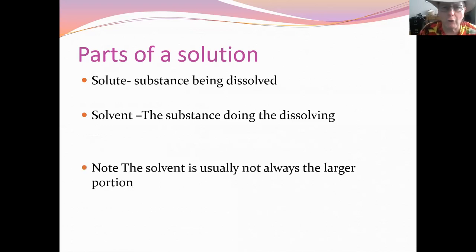Note, guys, the solvent is usually, but not always, the larger portion. When we're thinking about drinking alcohol, ethanol will dissolve in water in all proportions. That is, you can put 5 milliliters of alcohol in 100 milliliters of water, or you could put 5 milliliters of water in 100 milliliters of ethanol. You could put them in there 50-50. They dissolve in all proportions.